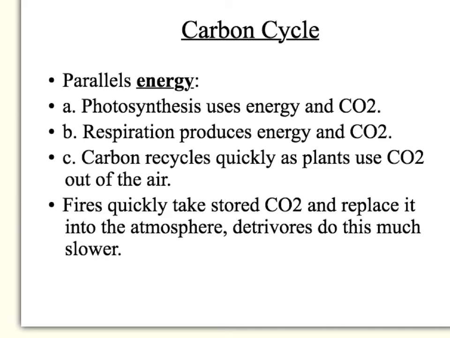With the carbon cycle, it's going to parallel energy. So we know that photosynthesis uses energy and it takes in carbon dioxide. There's our carbon. But on the other side of that cycle, we have cellular respiration, which also produces energy and releases carbon dioxide. So carbon recycles quickly as plants use the CO2 out of the air, and then animals are going to take that carbon and re-release it.